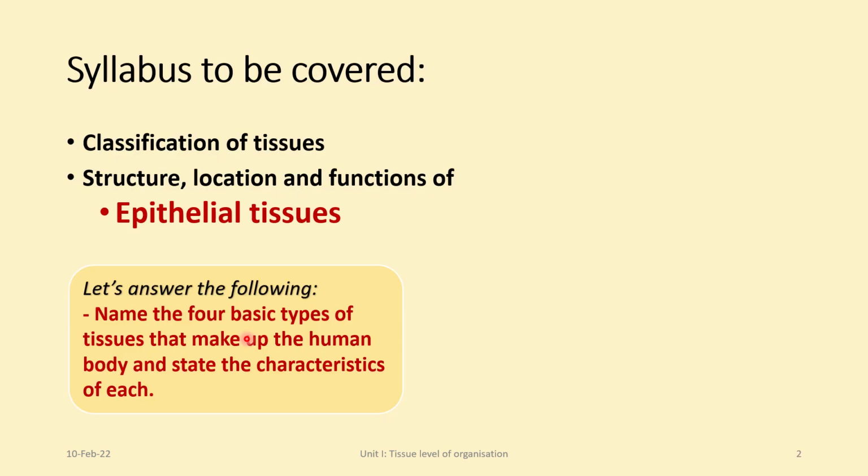Let's understand the syllabus that has to be covered in the following section: the classification of tissues as well as the structure, location and functions of epithelial tissues. Let's try to address the following question. Name the 4 basic types of tissues that make up the human body. Also, state the characteristics of each. Throughout the course of this lecture, you will be able to answer the following question.